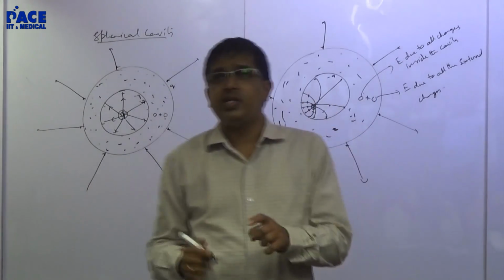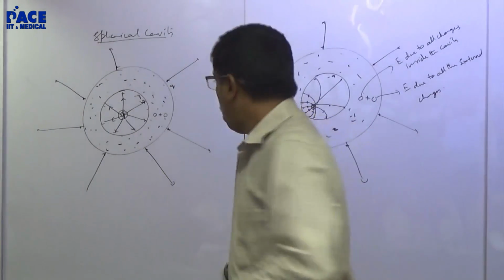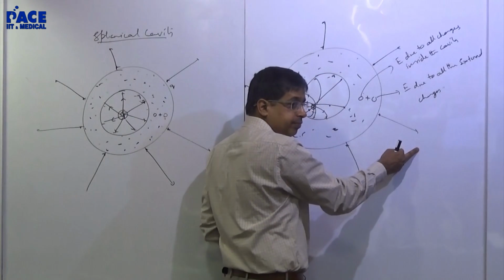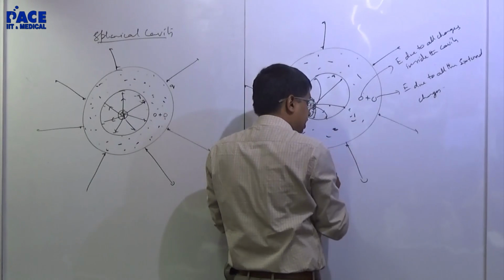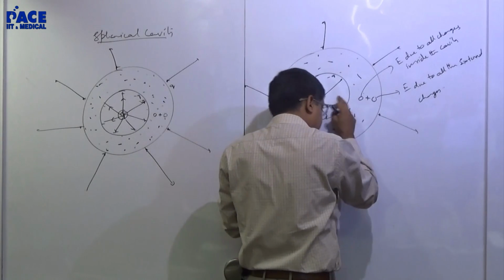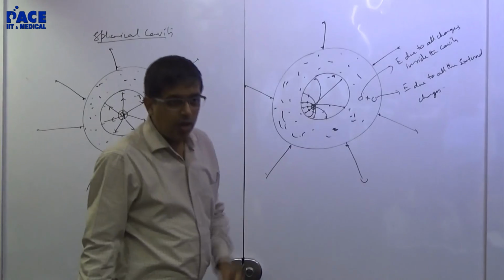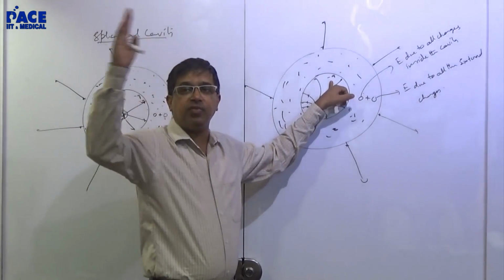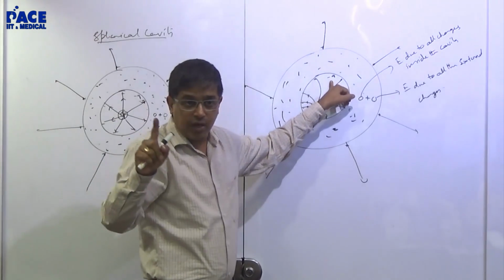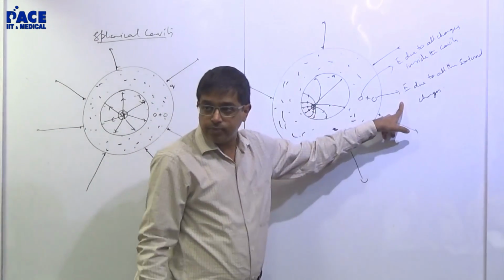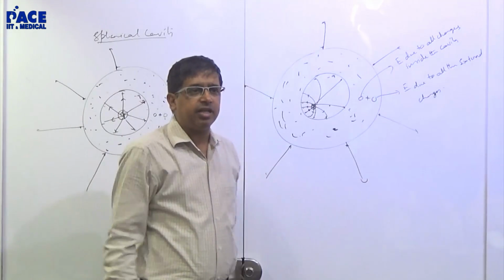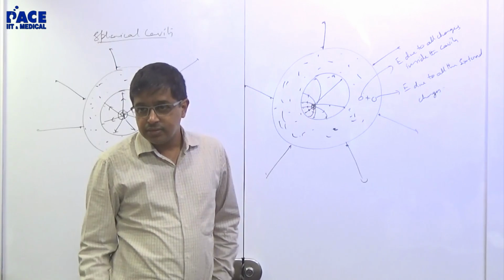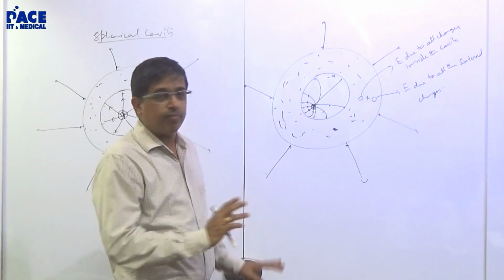So the concept of shielding goes this way. All internal charges put together will give me 0 field everywhere outside. All external charges put together will give me 0 field everywhere inside. All internal charges inside the cavity put together will give me 0 field everywhere outside, not just here, even here. All external charges put together will give us 0 field everywhere inside. Right? We will go into the depth of this analysis.